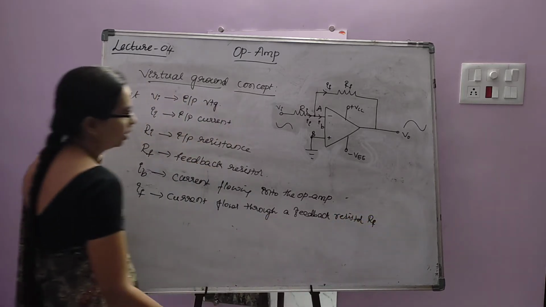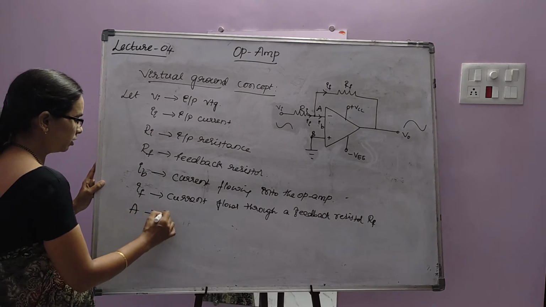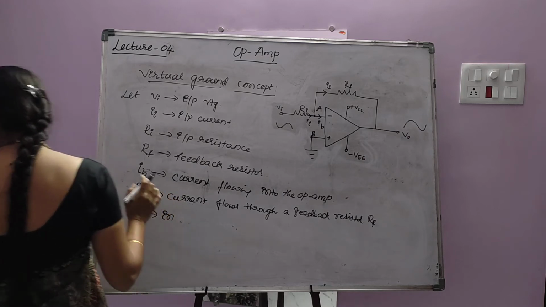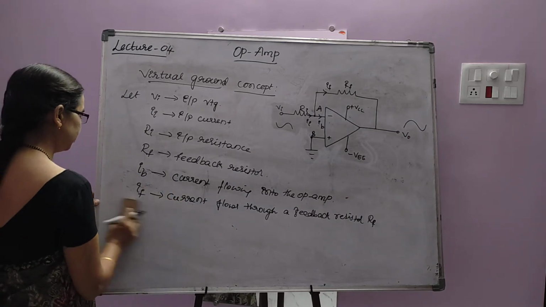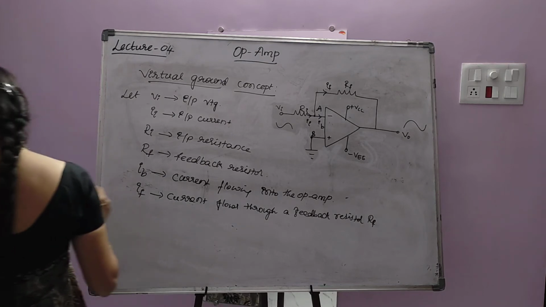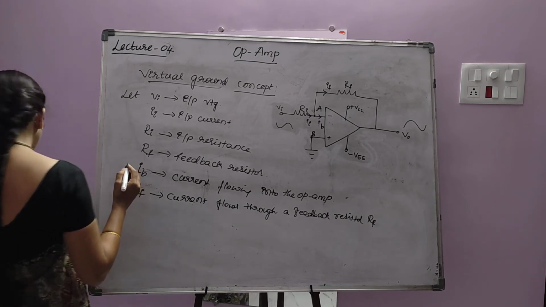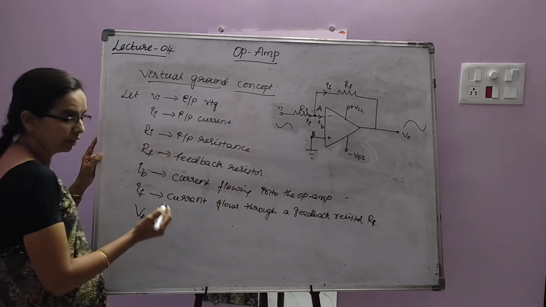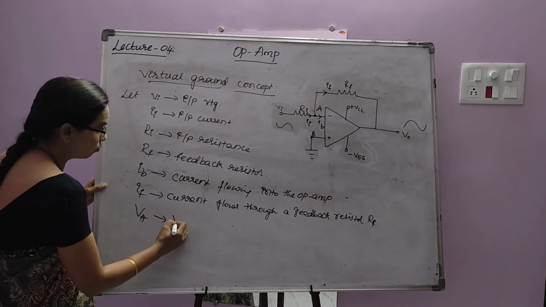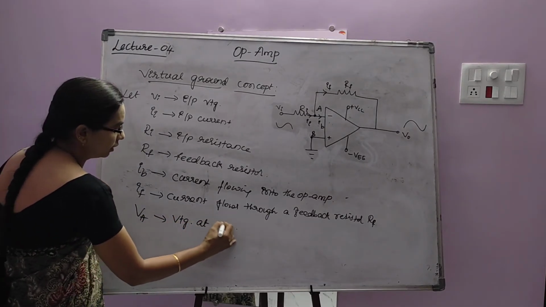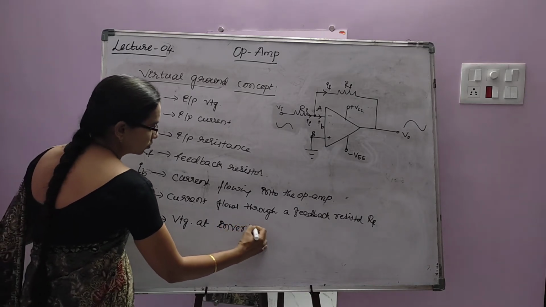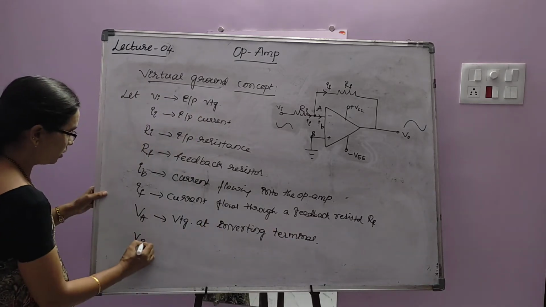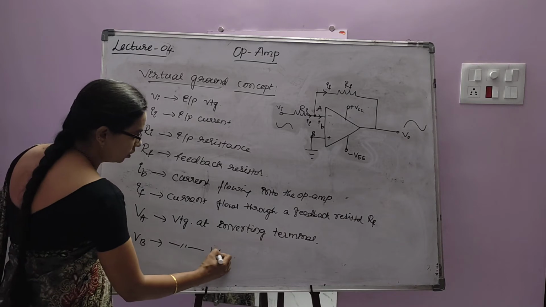RF, and A is the inverting terminal, point A. Let me call the voltage at A as VA. VA is the voltage at the inverting terminal, and VB is the voltage at the non-inverting terminal.